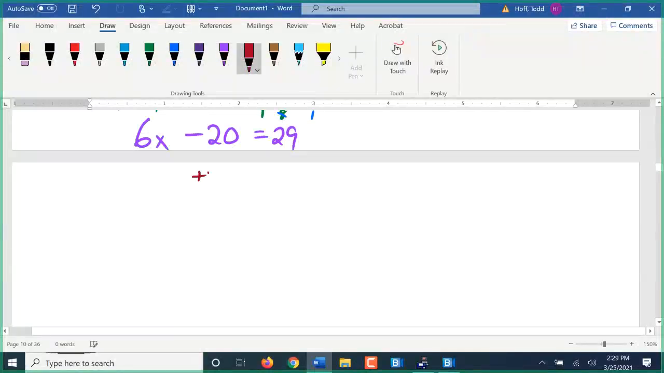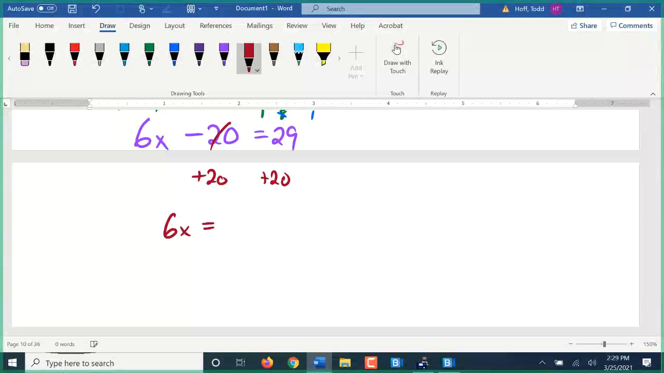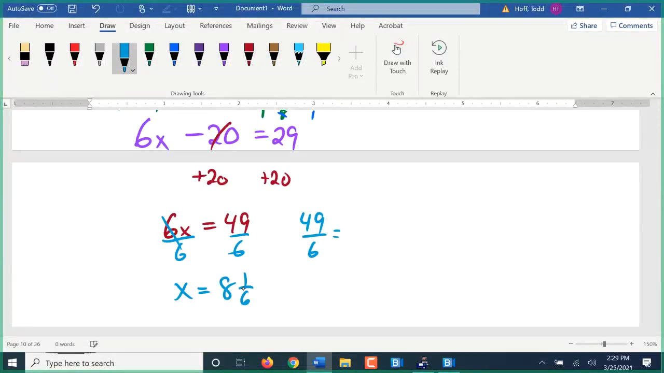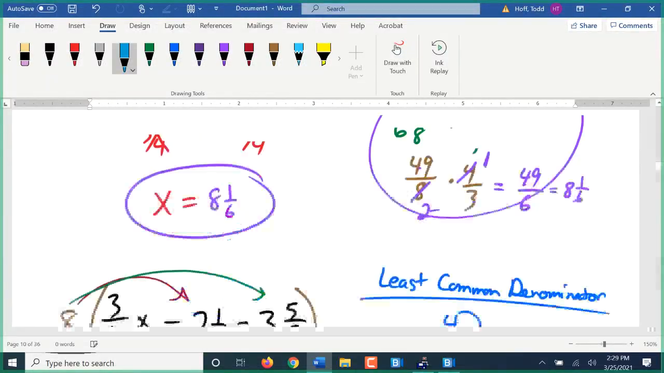We'll add 20. 6x equals 29 plus 20 is 49. And we divide by 6. X equals, well, here's another case. Rather than dividing that out and getting 8.166666666, treat it as a fraction and reduce it. 49 over 6 reduces to 8 1/6. Exact same answer we had up here.